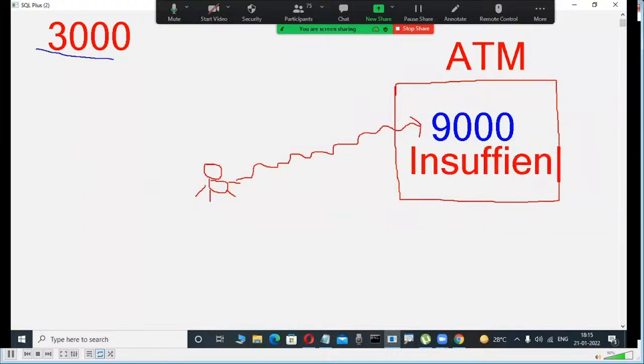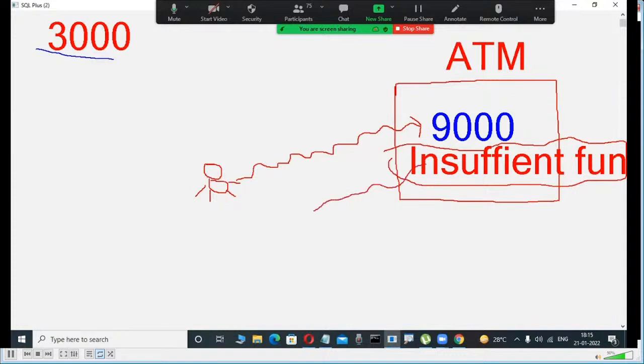Why? Because here your balance is low, 3,000, but you are trying to withdraw more than 3,000, that is 9,000, 8,000, 7,000 like that. How is it possible? In that case only the insufficient funds message will be displayed. But how is this message possible? Does the ATM center know? No. Actually, some software engineers write the code, that is important.